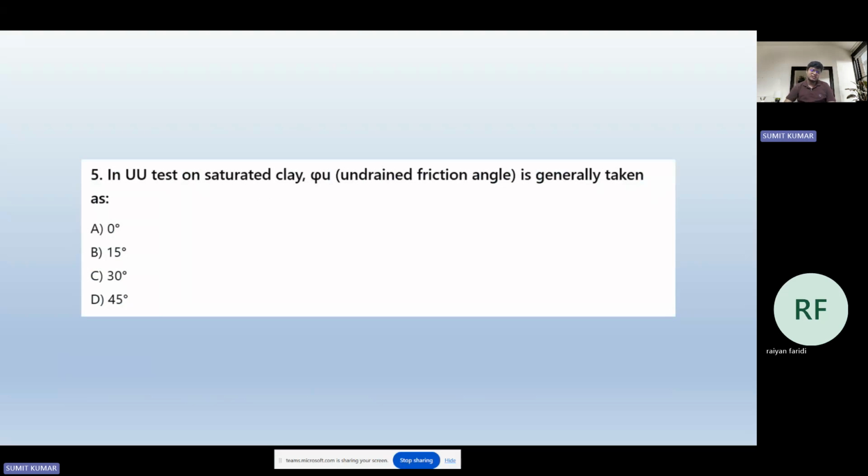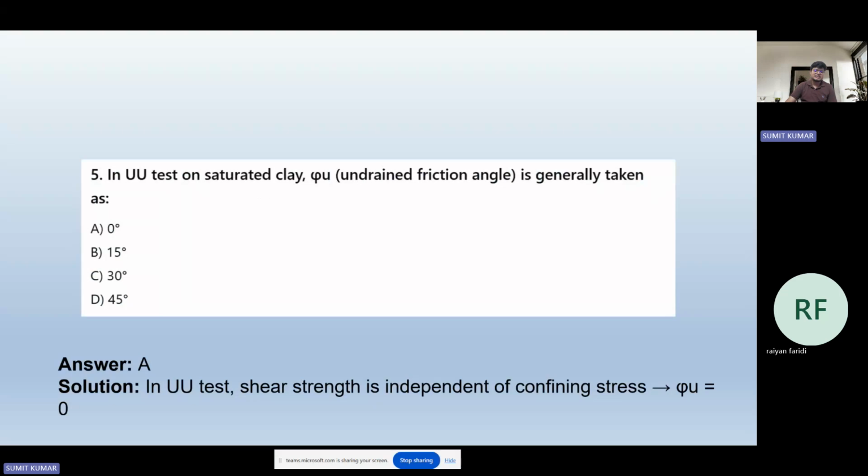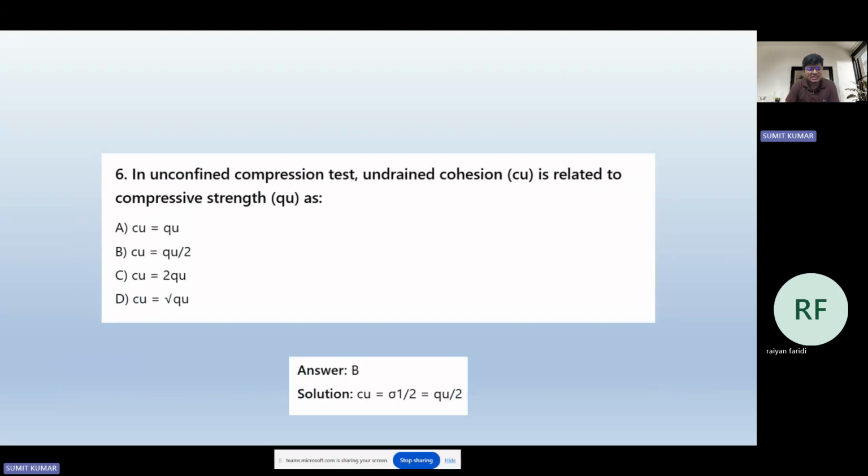Now, this is also there in the PPT, in which it is asked that in the UU test on saturated clay, phi u, the undrained friction angle, is generally taken as 0. Why? Because in the UU test, the shear strength is independent of the confining stress. So phi u is 0. Option A is the correct answer. The next question says: in the unconfined compression test, undrained cohesion Cu is related to the compressive strength Qu as Cu equal to sigma 1 by 2, or Qu by 2, UCS by 2. Sorry, Cu equal to UCS by 2.